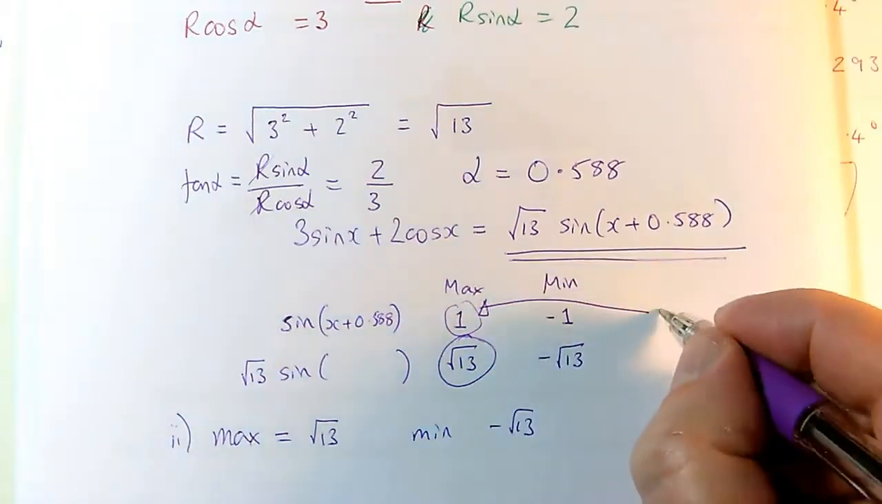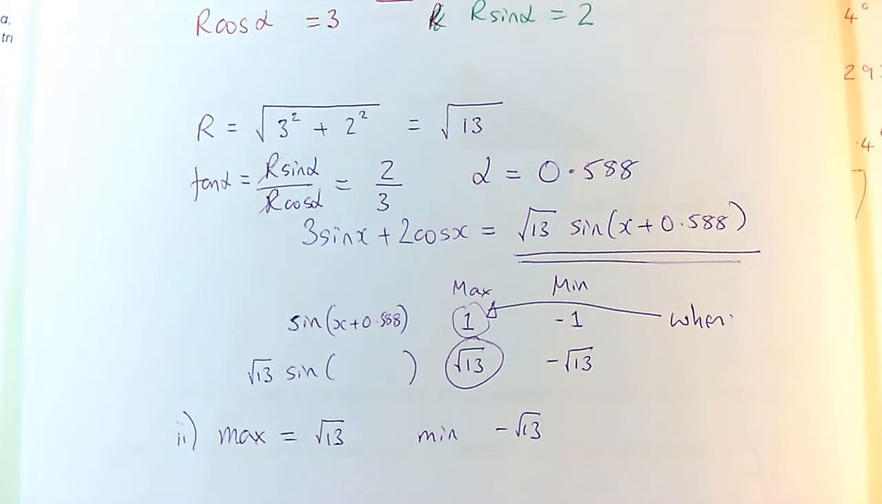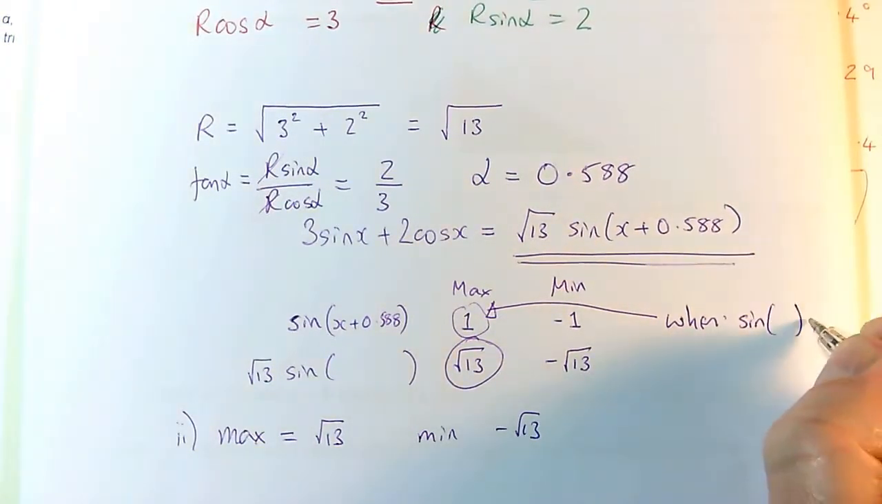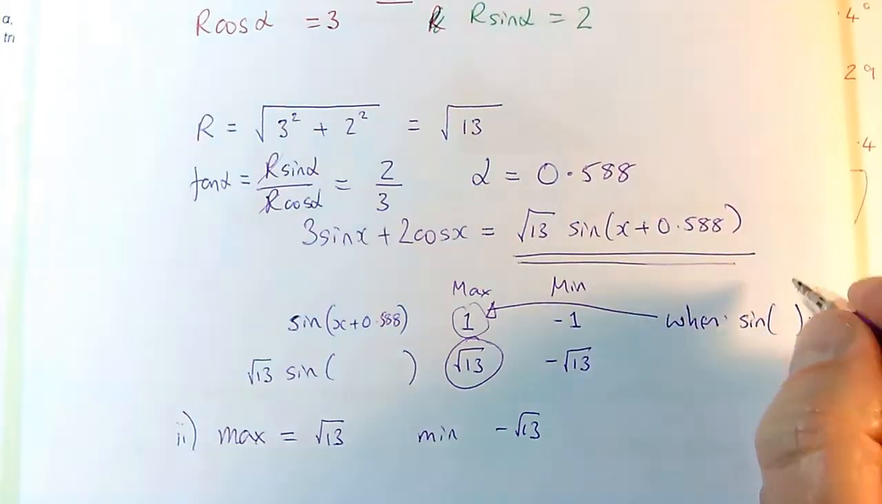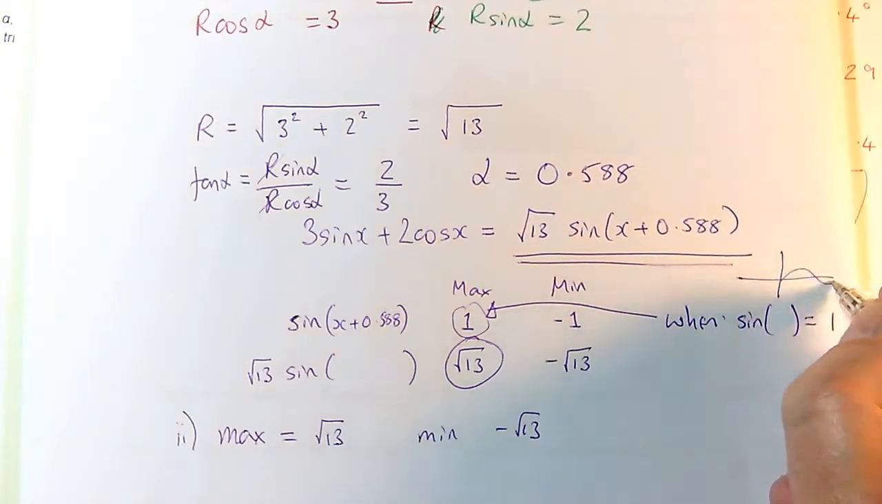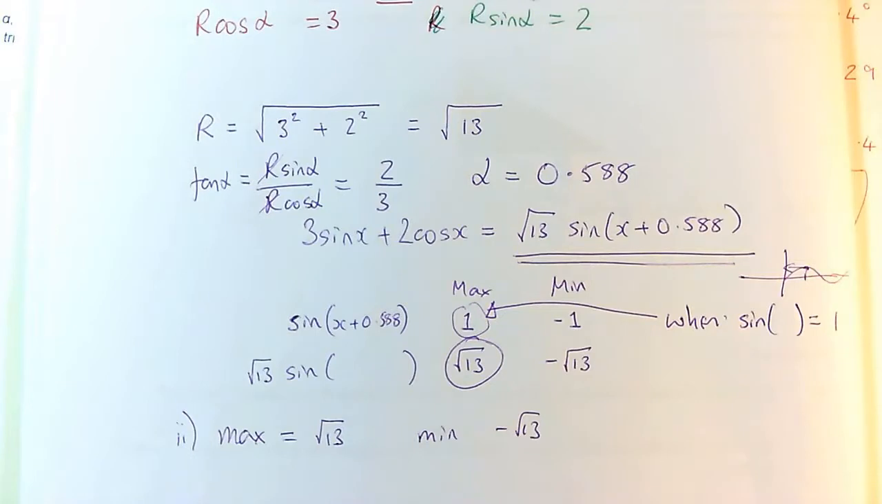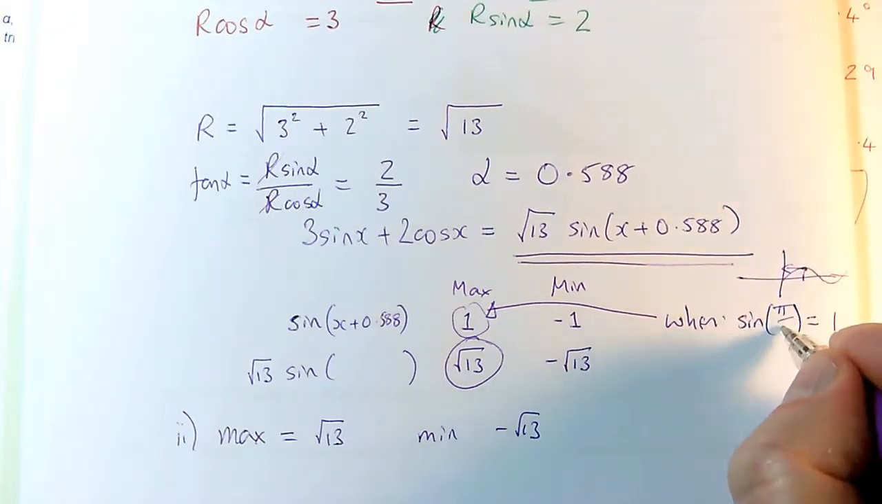I know that I need sine of the bracket to equal 1. So what needs to be in the bracket to get an answer of 1? What angle, when I do sine of it, do I get an answer of 1? Well, the sine graph looks like this. Here's the answer of 1. What angle gives me an answer of 1? It is 90 degrees, but we're in radians, so it's pi by 2.